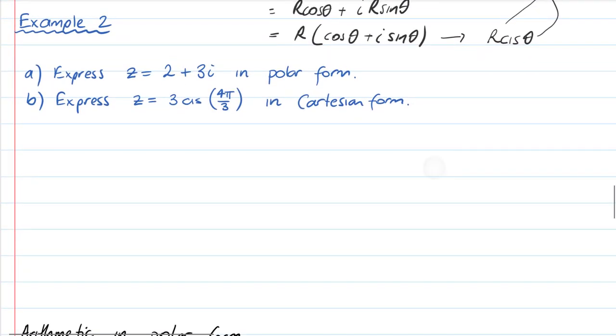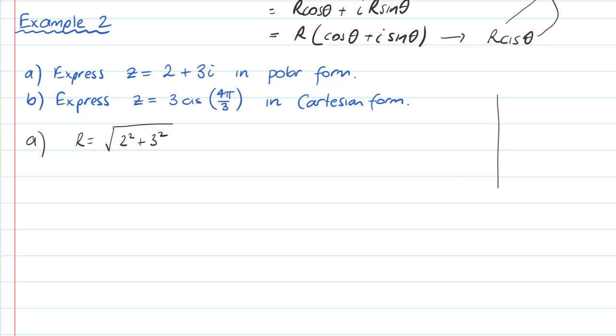So let's have a look at some examples. A: express z = 2 + 3i in polar form. To do this, I'm going to start by calculating my r and my theta. r is equal to the square root of 2 squared plus 3 squared. Just keep in mind, I can draw the diagram if I want to. 2 + 3i is here, that's theta, that's r, and my triangle has a height of 3, the imaginary component, and a base of 2. So r is equal to the square root of 13.